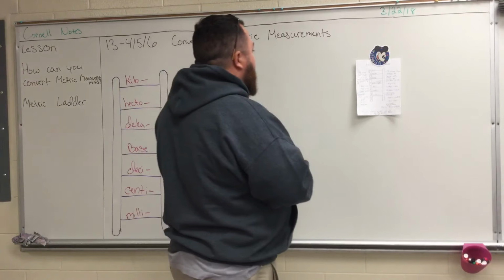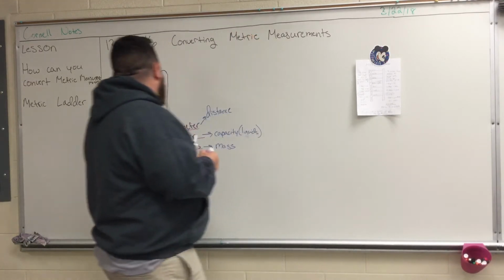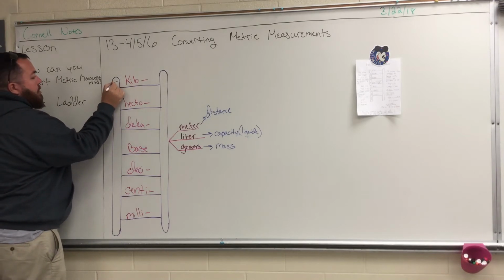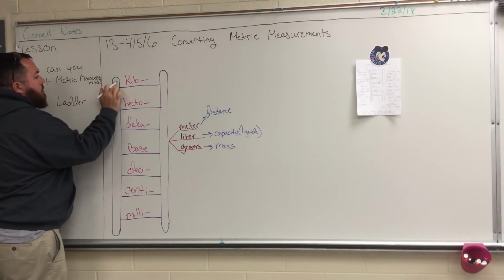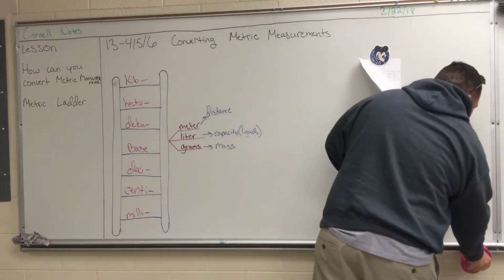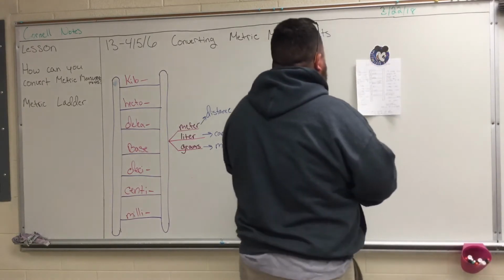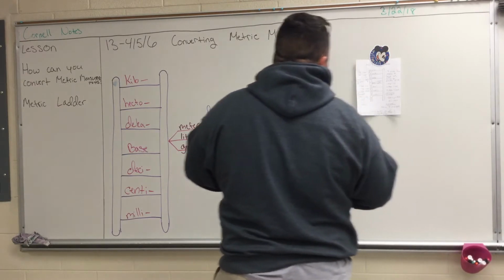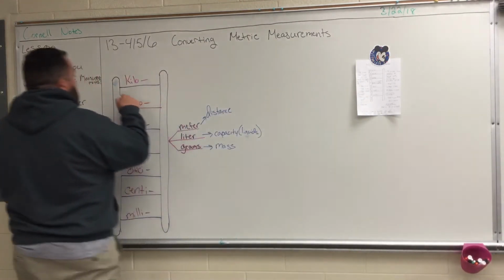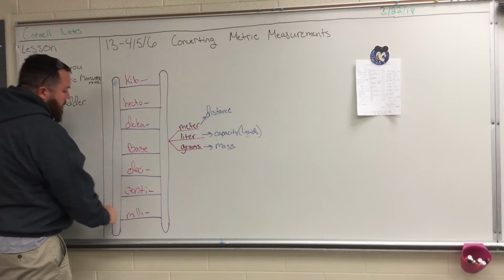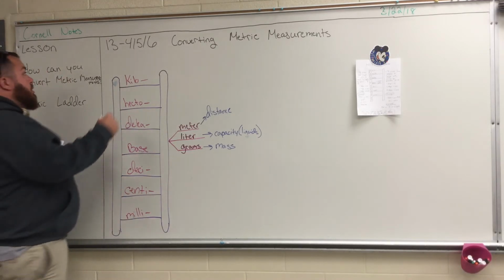So the easiest way to remember this is there's a saying, and we could write it on the inside of here. Let's see if I can do this right. That's not going to work in there. All right, so we're going to write it up here. We'll write it across the top. Let me get a different color. So what we're going to write is: King Henry died by drinking chocolate milk.